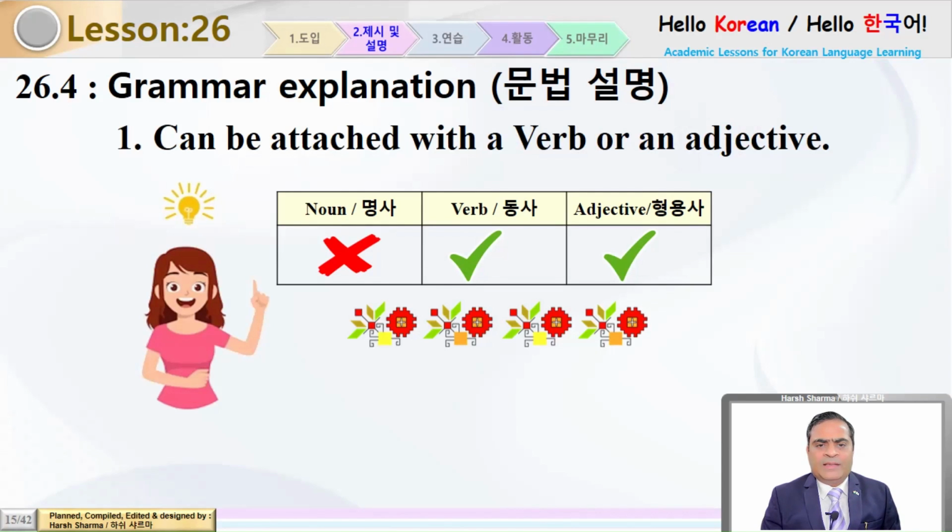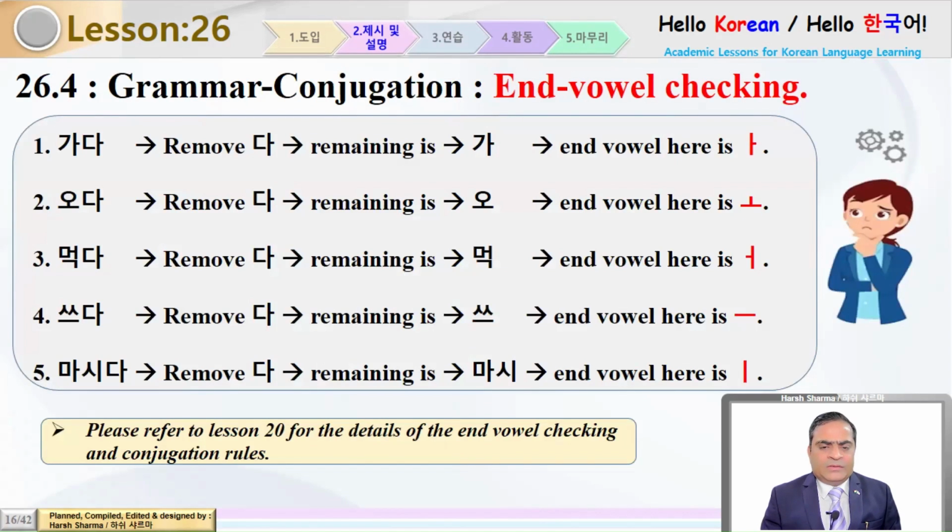First rule is it can be attached with a verb or an adjective. And while attaching, the rule we have to follow is of end vowel checking. This rule we have already done in the lesson 20, 여러분. Please go through it once. What is the meaning of end vowel checking after removing the 다, what is the previous vowel? If you see number 1, 가다, remove 다, remaining is 가, end vowel here is a. Number 2, 오다, remove 다, remaining is 오, end vowel is o. Number 3, 먹다, remove 다, remaining is 먹, and the end vowel is o.